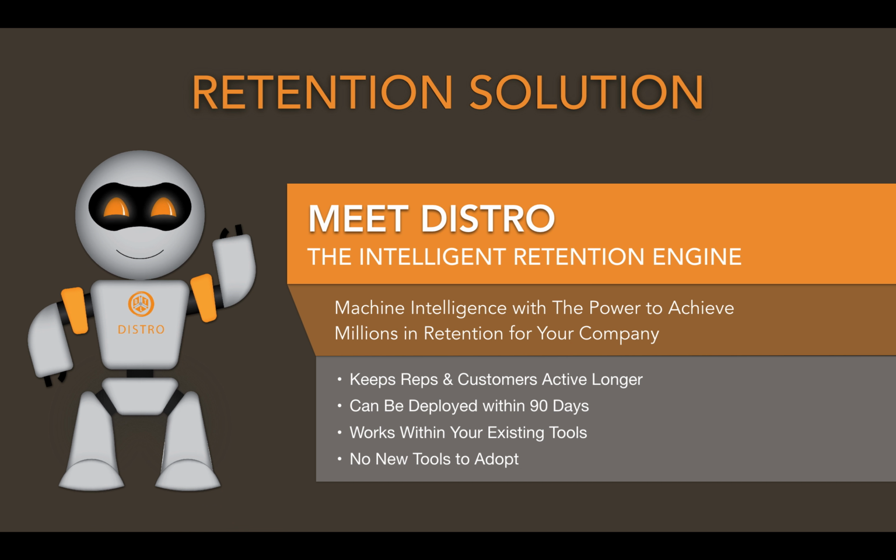So what's DIstro? How does it work? Well, DIstro is an intelligent retention engine. It's a form of AI that keeps reps and customers active longer. It can be deployed in 90 days, and it requires no new tools for your field to adopt because it works within the tools that you and your field already use.